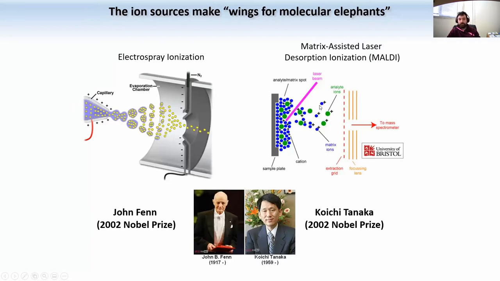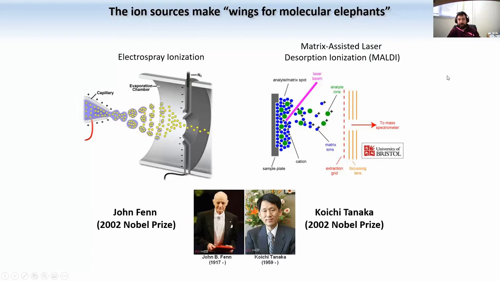In the case of MALDI, instead, your sample is on a surface. It's covered with a matrix that is just helping the ionization. And then there is a laser that hits this sample. And then the sample basically sublimates. It goes from solid phase directly to gas phase. And then when it sublimates, these molecules get charged, and that's how they can be analyzed by the mass spectrometer.